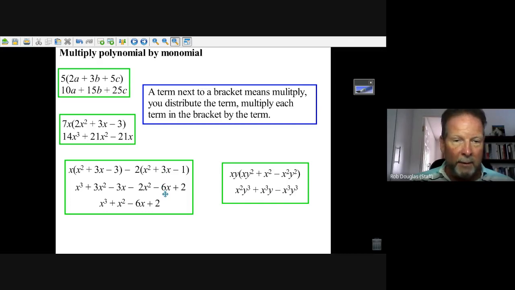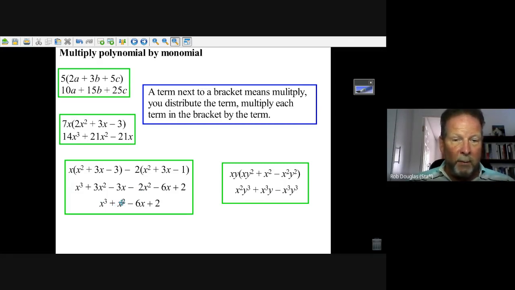See, I made a mistake there before. So minus 2 times x squared is minus 2x squared. Minus 2 times positive 3x is minus 6x. Minus 2 times minus 1 is plus 2. Now there's only one x cubed. There's no other x cubes. You put together the like terms. 3x squared minus 2x squared, that equals 1x squared.